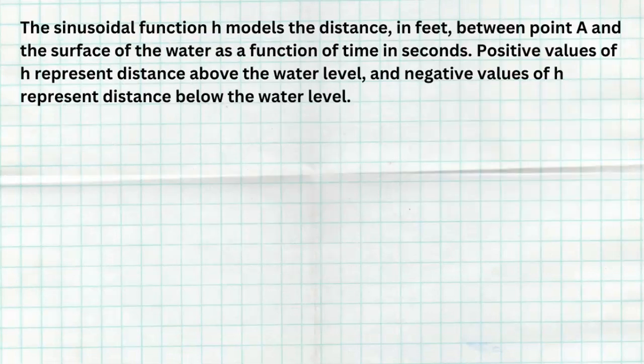The sinusoidal function h models the distance in feet between point A and the surface of the water as a function of time in seconds. Positive values of h represent distance above the water, and negative values of h represent distances below the water.